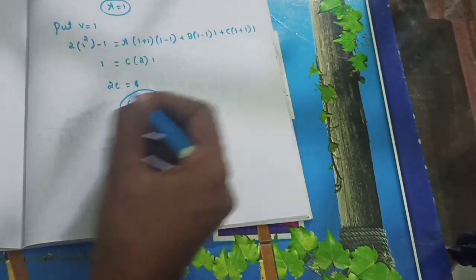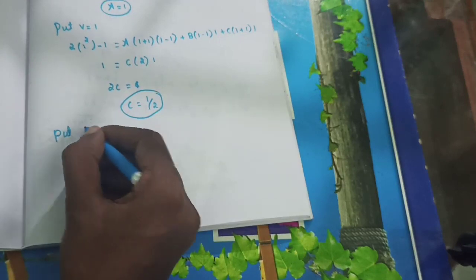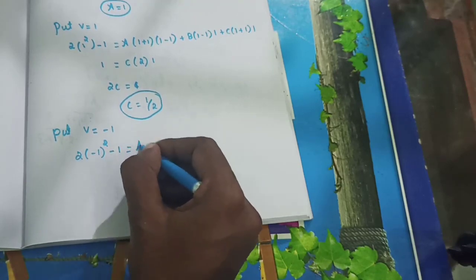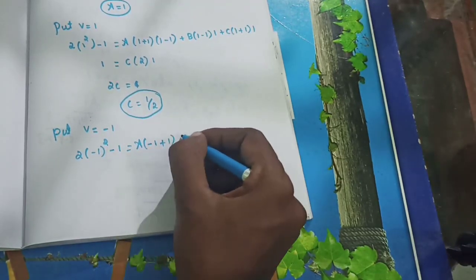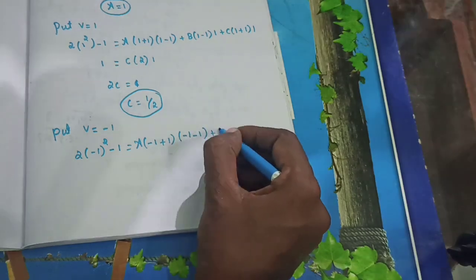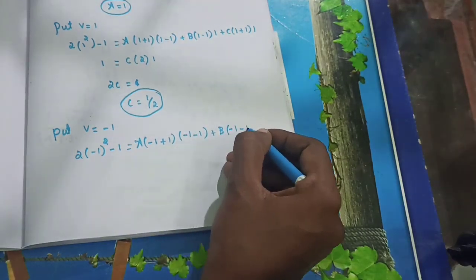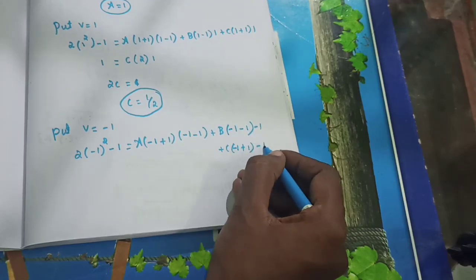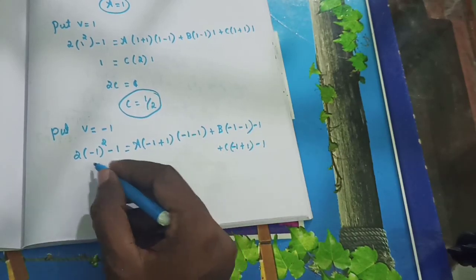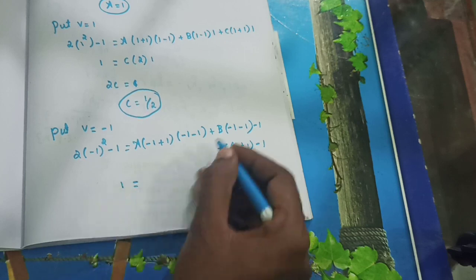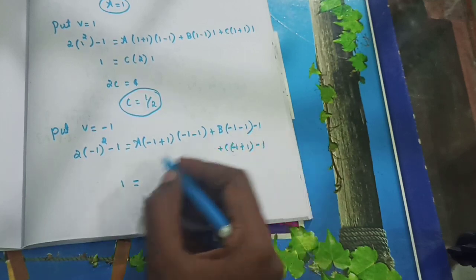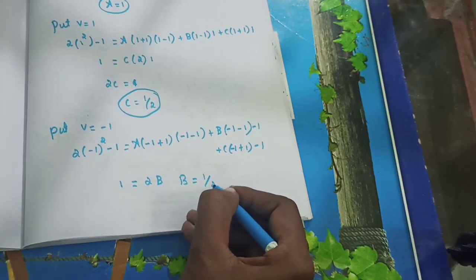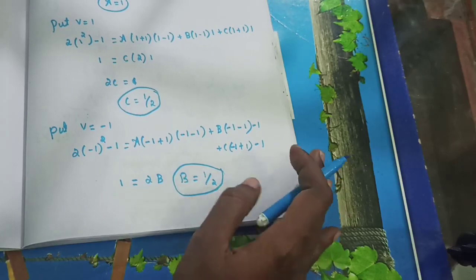Now only one value you need to find, that is B. For that put v equal to any value. v equal to minus 1 means 2 into (minus 1) the whole square, minus 1 is equal to A into (minus 1 plus 1)(minus 1 minus 1) plus B into (minus 1 minus 1) into minus 1, plus C into (minus 1 plus 1) into minus 1. From this you will get the B value: 2 minus 1 is 1. Here it is minus minus minus, so this will be 2, correct? So 2B. So B is equal to 1 by 2. So now you got all the values for A, B and C.